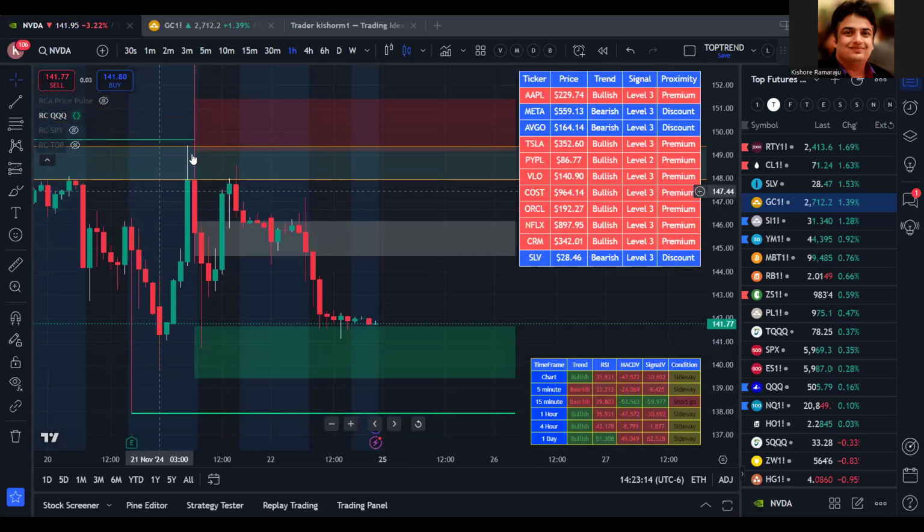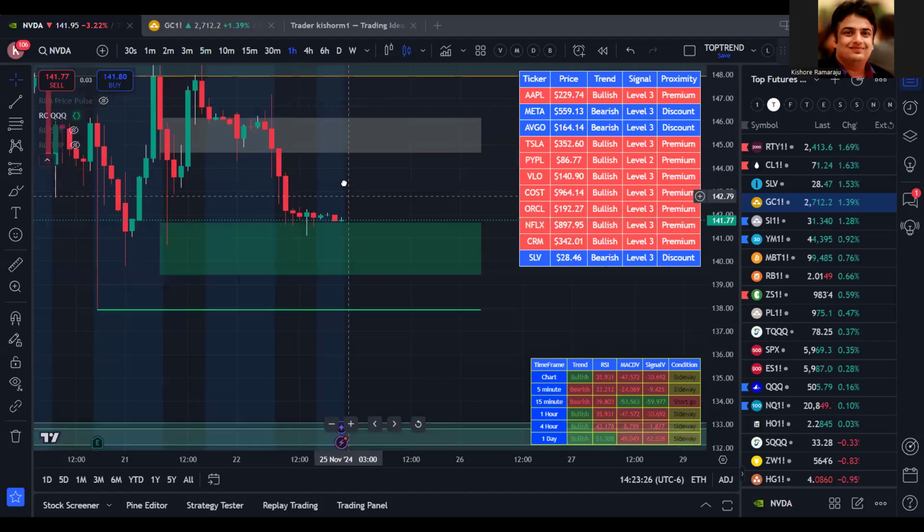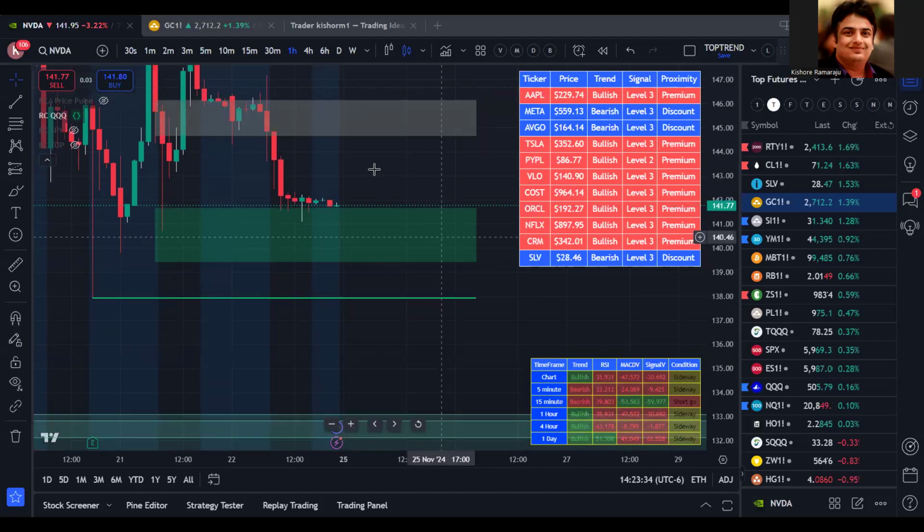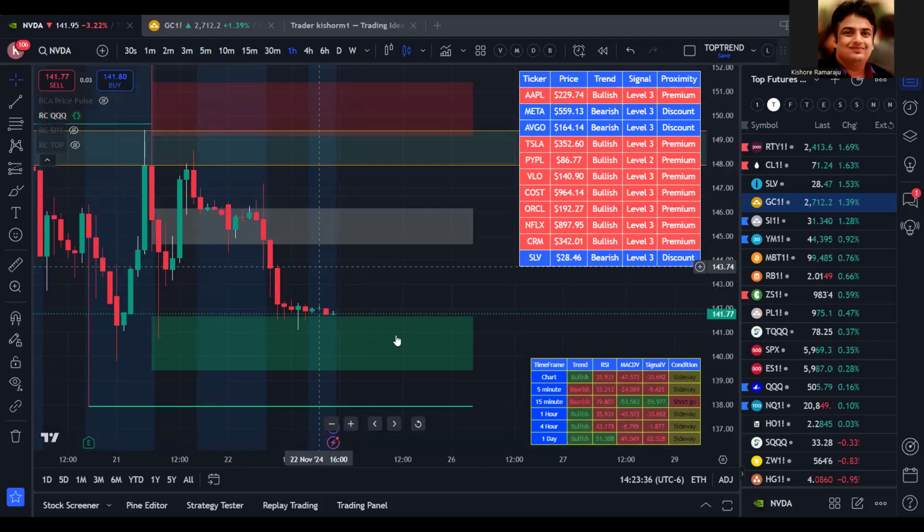right, it already touched the resistance. Lot of sell order blocks is coming down. So again, overall it is in a bearish trend. So it may still come all the way down, touch the support, and again go up. So in 1 hour also it is right. Overall it is in a downtrend.